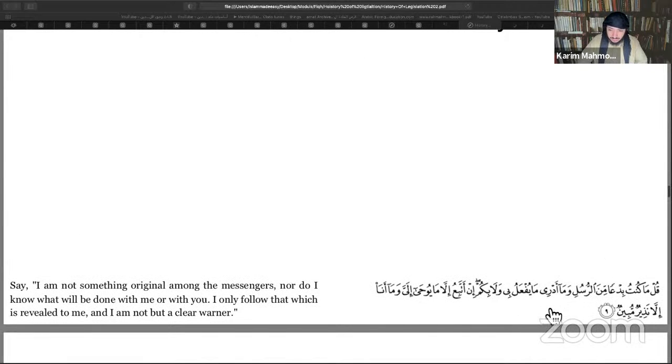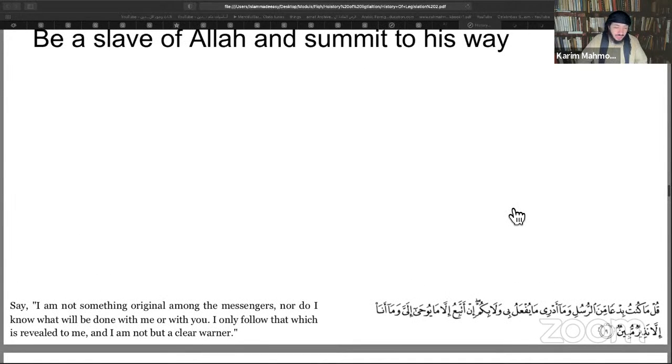Now, the Prophet ﷺ had told us, this is his statement that Allah recorded in the Quran, where Allah is telling him: say, I don't know what will happen to me or what will happen to you. I only follow what has been given to me. Does that sound like somebody trying to be sophisticated and have his own opinions and views on things? Or does that sound like a slave who just closes his eyes and walks the path?